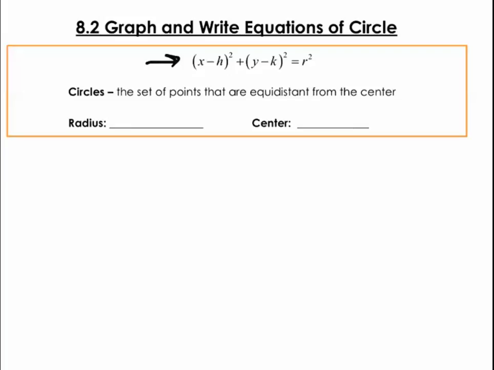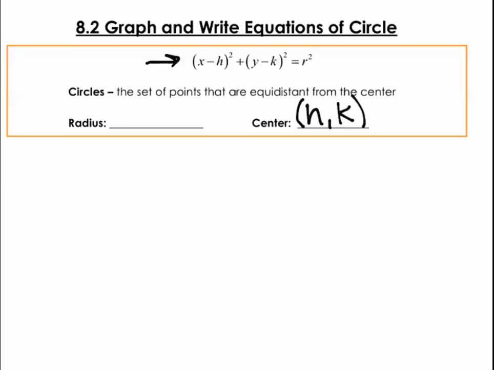Now, when we're looking at this, we have two important characteristics based off the equation. And you only need two things in order to graph a circle. So you need the center. The center is found just like the vertex in a parabola. The x goes with the h, the y goes with the k. So our center is going to be h, k. So remember that you're going to take the opposite sign of what you see.